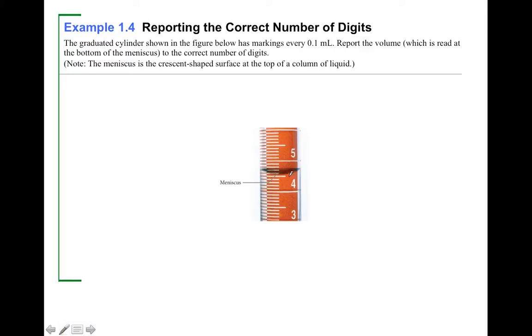It looks like it's more than 4.5, less than 4.6. If I'm looking at the middle of each of those, I think it's about, I'm going to say 60% of the way up. I'm going to say 4.56 mils. Okay, let's do another one.